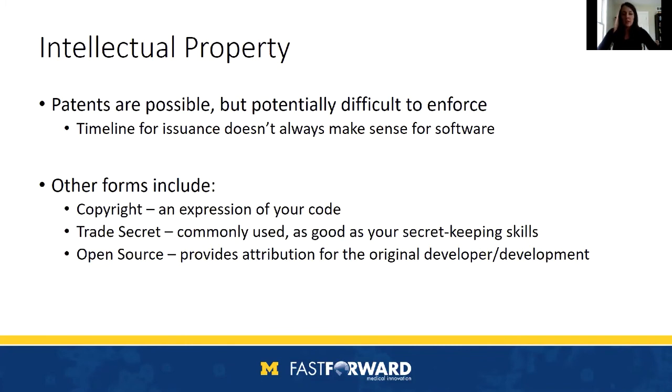Trade secret is the most commonly used form of intellectual property, which is essentially as good as your secret keeping skills. If you don't divulge how you're doing or what you're doing, that can protect you from other people trying to copy. And then as academics, open source is another option for intellectual property around your digital health innovation. This provides open access to your code to others, provided that they attribute the original development back to you.